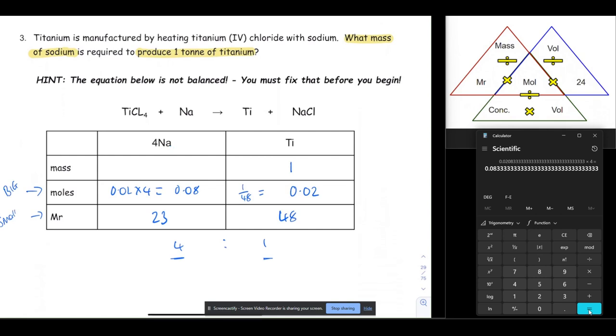So one sodium is 23, or 0.08 times by 23 gives us 1.91. So we have 1.91 tons of sodium if we would like to make 1 ton of titanium.